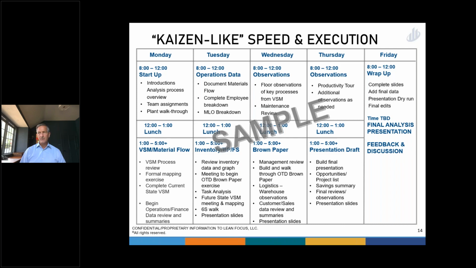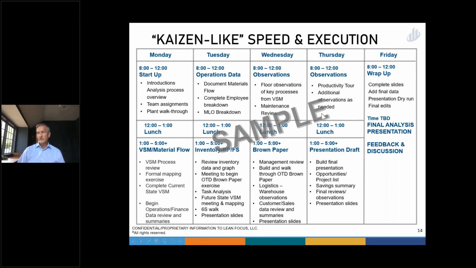Tuesday, we'll look at operations data, employees, looking at material, labor, and overhead, the cost structure. In the afternoon on Tuesday, looking at inventory. We often do a brown paper exercise where, with the team, we trace order to shipment, the physical transaction as well as the electronic transaction all the way through the process. And we'll start the future state mapping. After we've done the current state and made a lot of observations, we start the thinking process for what this value stream could look like in the future after we eliminate some of these wastes that we've identified.